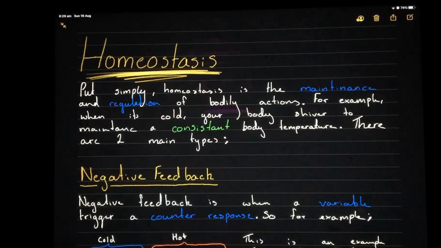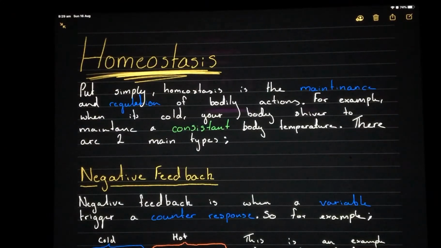Okay, in this video I will cover homeostasis. Homeostasis in Latin means to keep the same. Put simply, homeostasis is the maintenance and regulation of bodily actions and states.